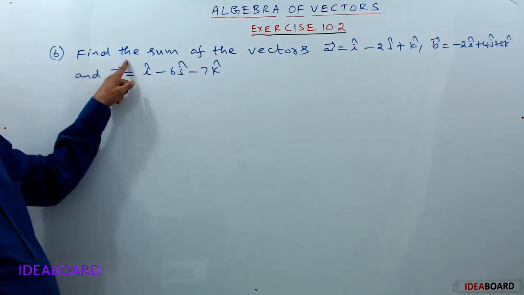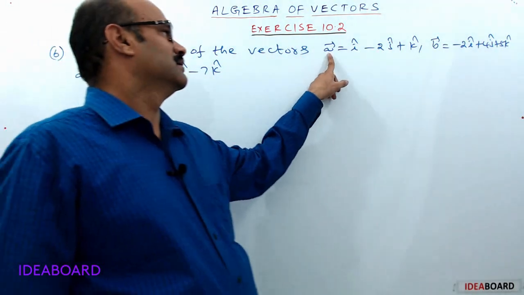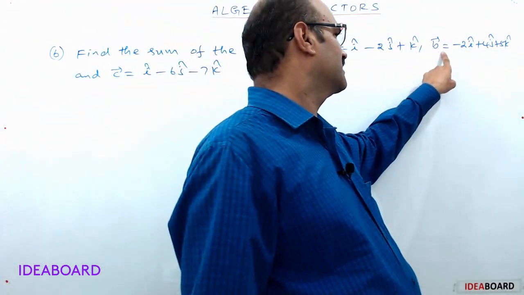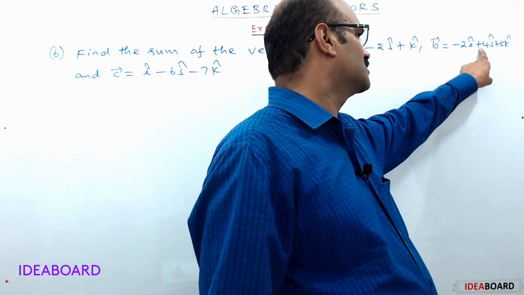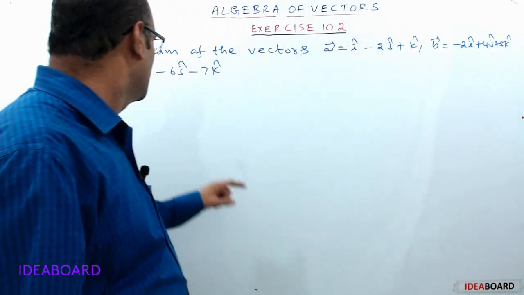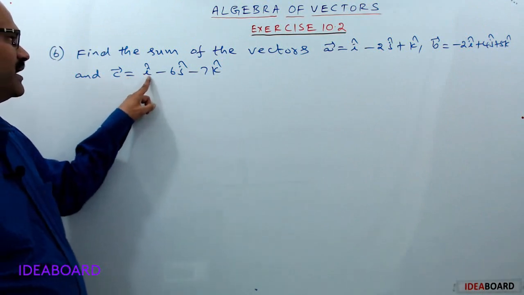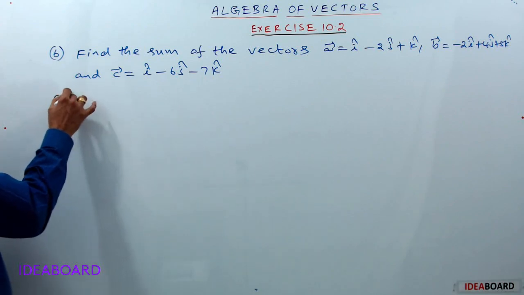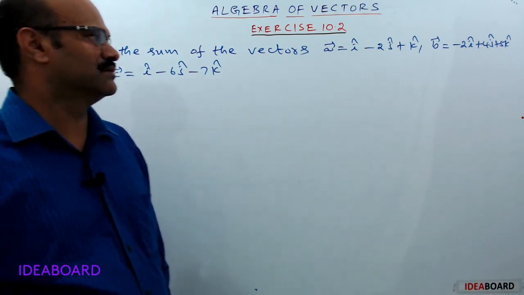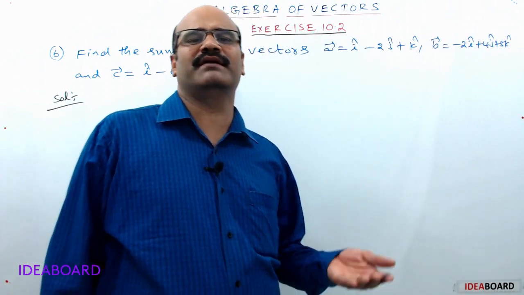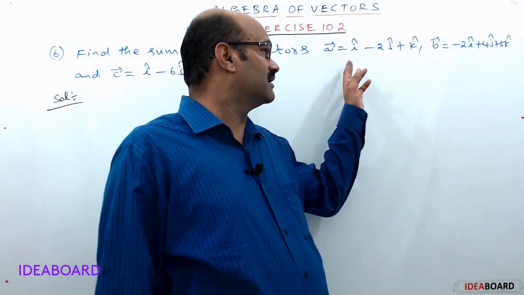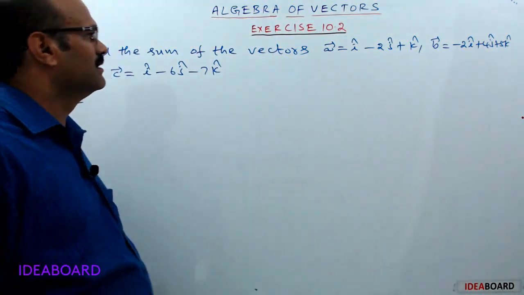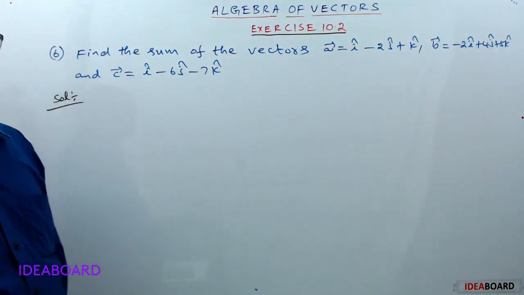Sixth problem. Find the sum of the vectors. A vector equal to i cap minus 2j cap plus k cap. B vector equal to -2i cap plus 4j cap plus 5k cap. And C vector equal to i cap minus 6j cap plus 7k cap. Here we have to find the sum of these three vectors. We know that sum of A vector and B vector is denoted by A vector plus B vector. Sum of A vector, B vector and C vector is denoted by A vector plus B vector plus C vector.